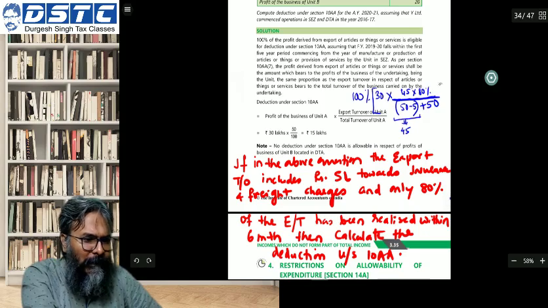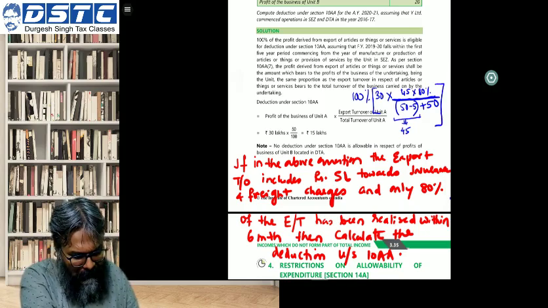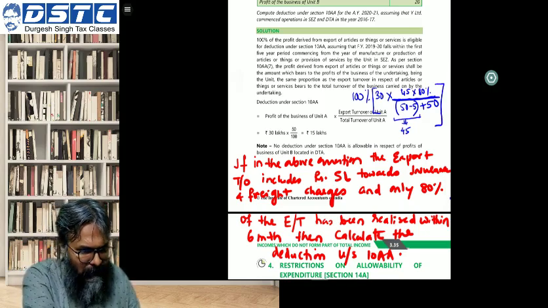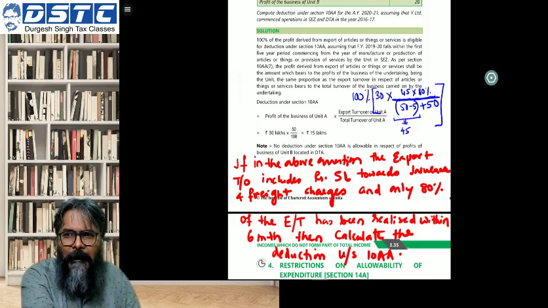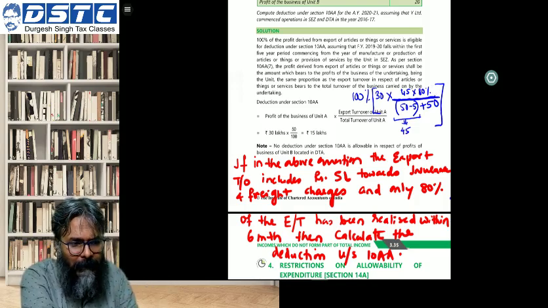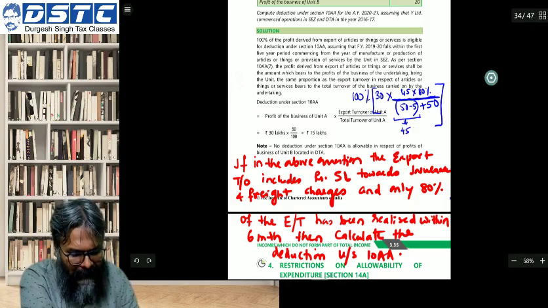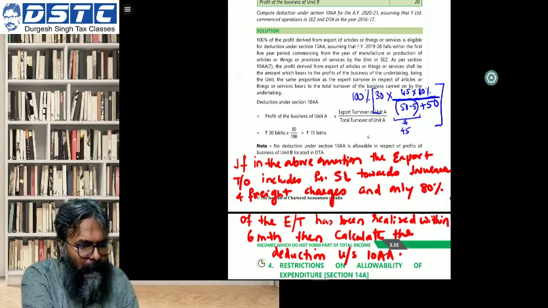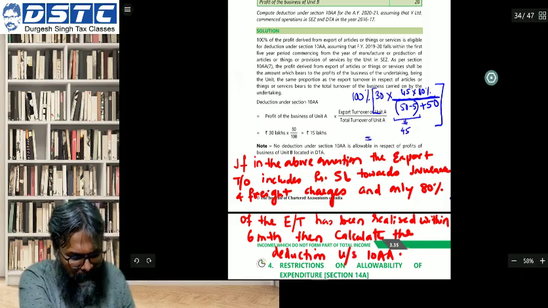So therefore, students, what is the final answer in this case? If you now tell me 30 into 80% of the 45 in the numerator, and the denominator would be 95. This will give you the final answer. Get me the final answer quickly.